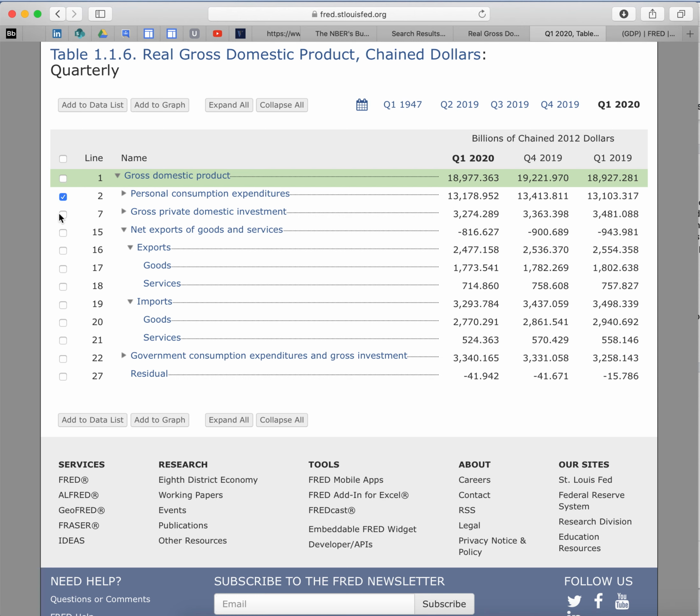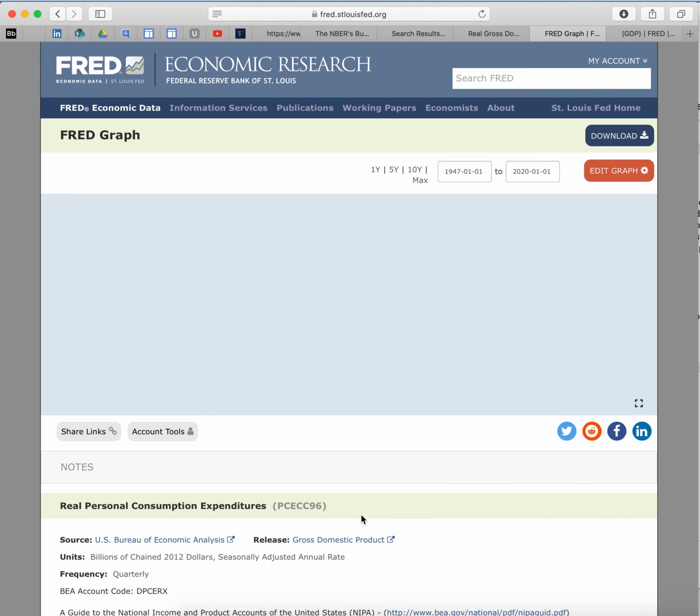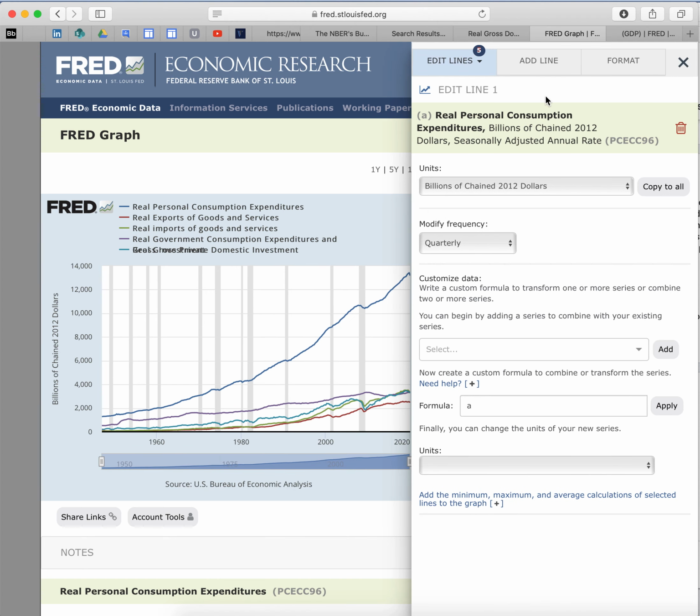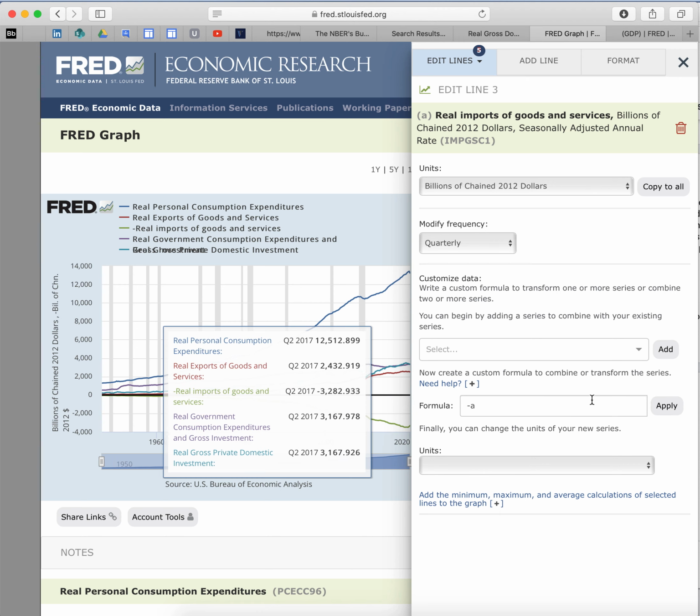So one thing we can do real quick is just select exports, imports, and government. And I can hit add to graph, and it will include these real components, all these variables in the graph. So you can see how they've changed over time, right? Edit graph. I'm going to go to my imports, which looks to be line 3 here. And I'm going to make this negative since we subtracted it out, and hit apply. We can manipulate that. So there is your imports.